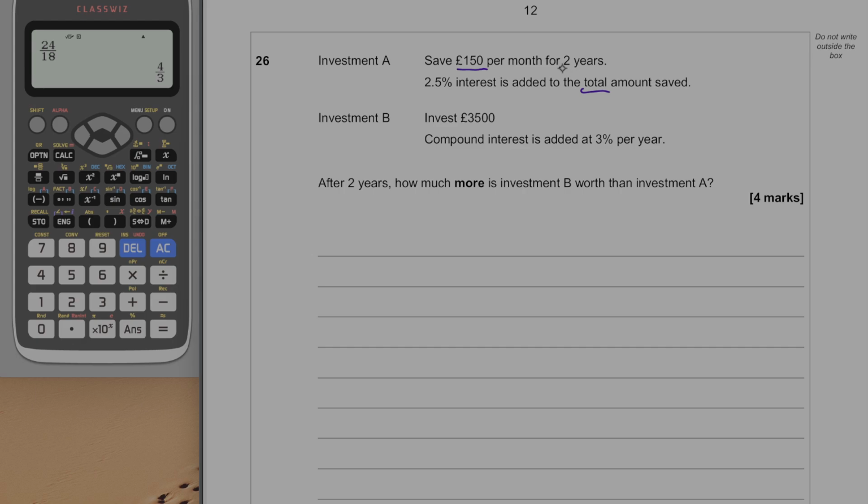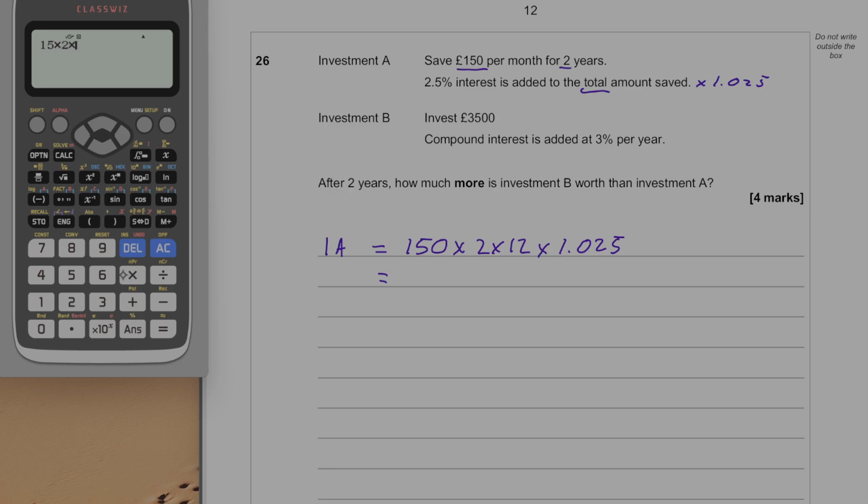So for investment A, I'm going to do it as a single sum, as I think that will get a bit too complicated. So investment A is going to be equal to 150 times 2 times 12, that's the number of months that I would have, times by the 2.5% interest added at the end, so a multiplier of 1.025. So the total in investment A is 150 times 2 times 12 times 1.025.